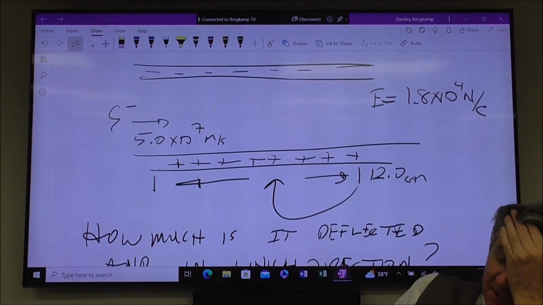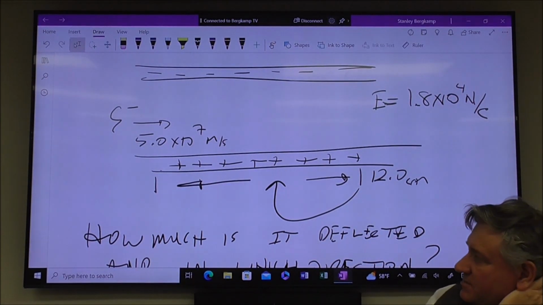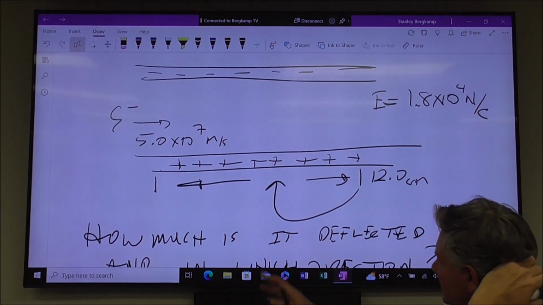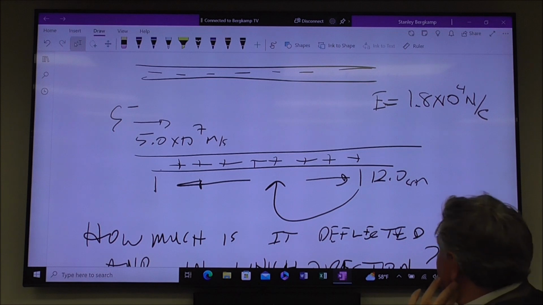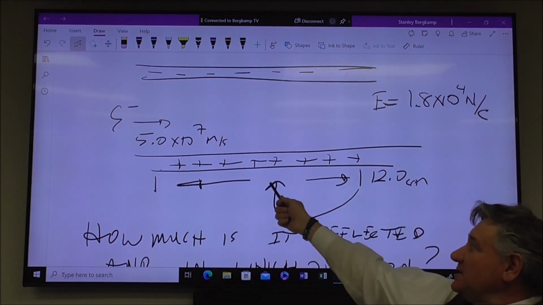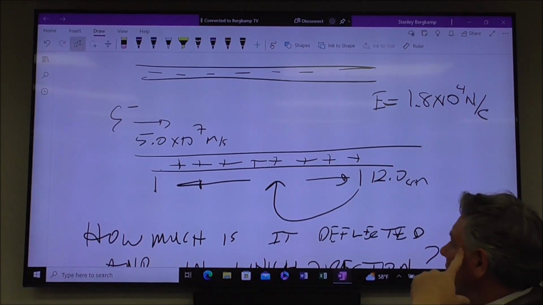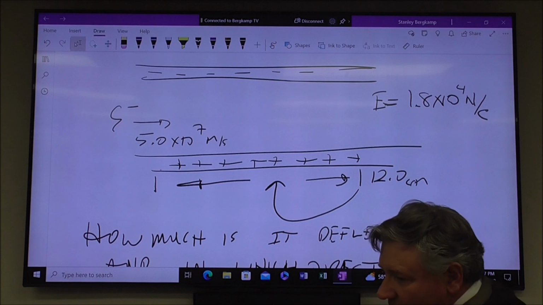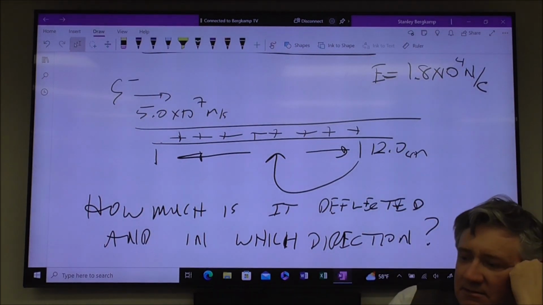So, you have an electron being shot between two plates. One's negatively charged, one's positively charged. The distance across the plates is 12 centimeters. The electric field in between them is 1.8 times 10 to the 4th newtons per coulomb. The electron comes in at 5.0 times 10 to the 7th meters per second. I want to know how far it is deflected and in which direction it is deflected.